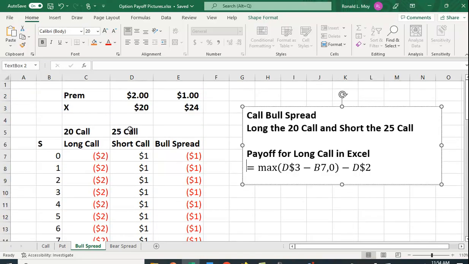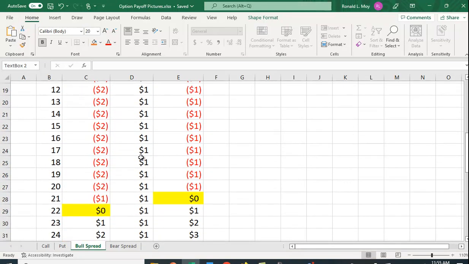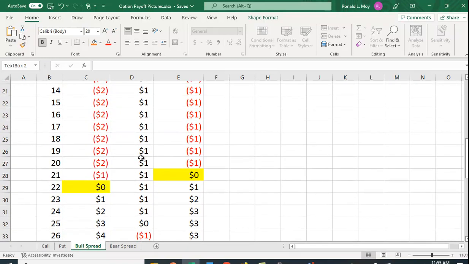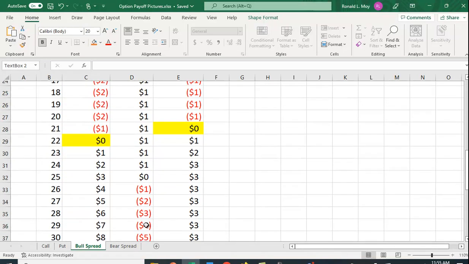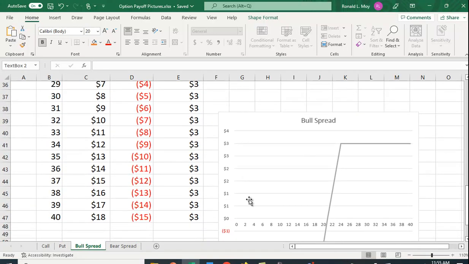Here I have the short 24 call. This person is going to receive $1, and for every dollar it goes above 24, they're going to lose $1. Now, in this case, they make $1, they make $1. After it gets above 24, then it gets exercised against them. The break even here is 0. And you can see there's sort of no limit to how much they can lose. We can keep going up.